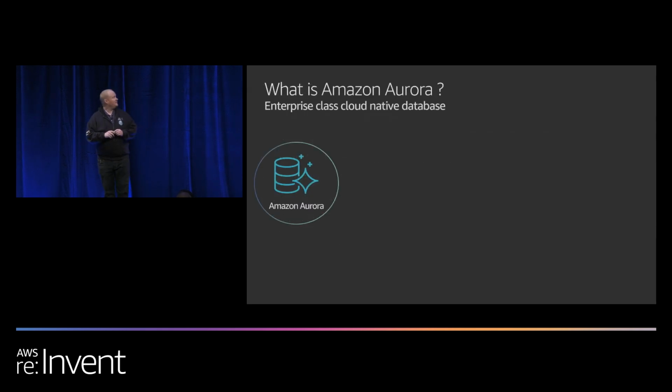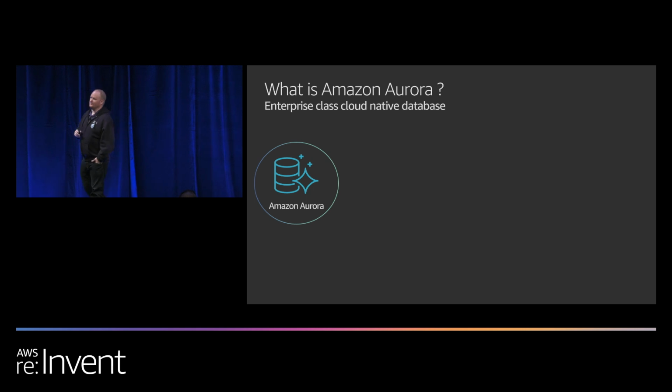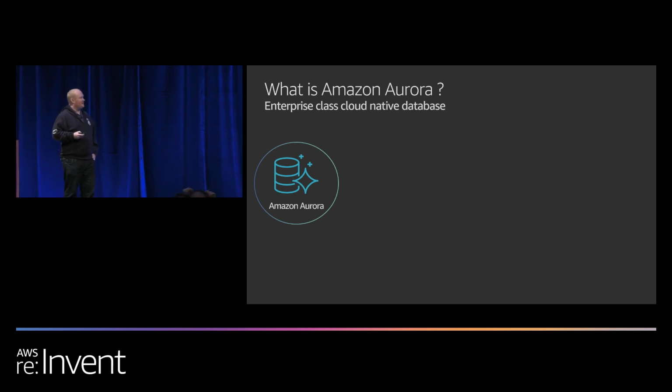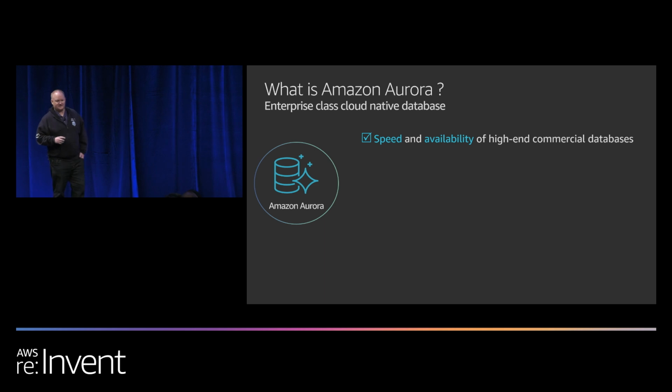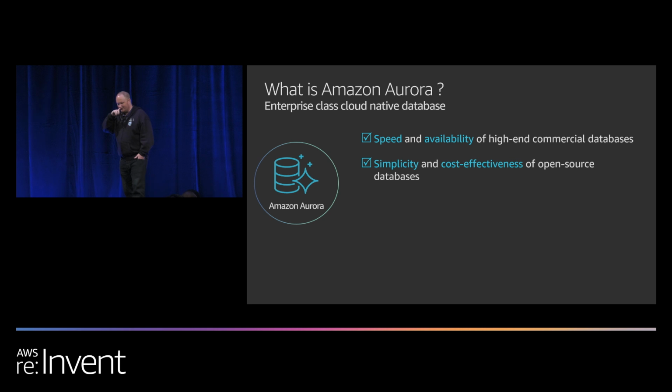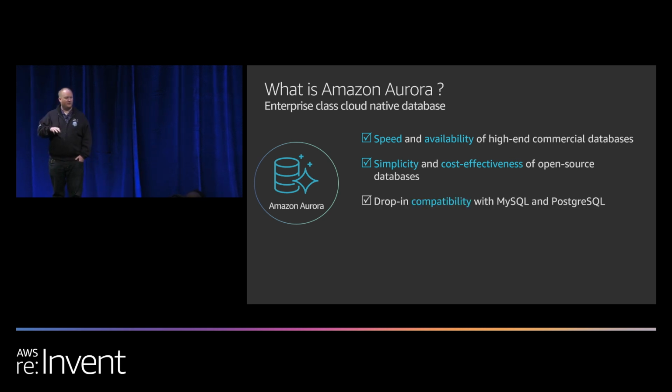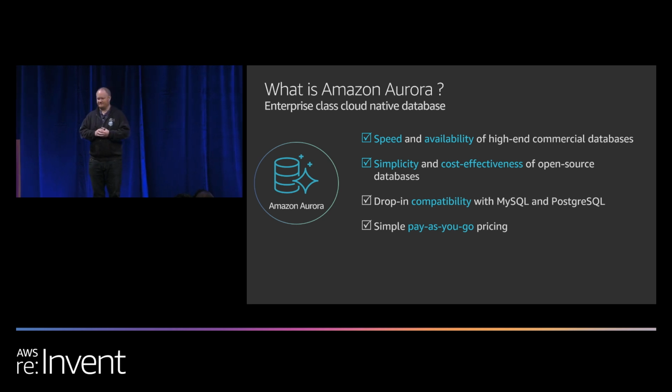Okay. So first of all, what is Amazon Aurora? Well, it's an enterprise class cloud native database. So it gives you the speed and availability of traditional commercial databases, but with the simplicity and cost effectiveness of open source databases. We have compatibility for MySQL and PostgreSQL, which means if your app works on MySQL 5.6 or 5.7, it works on Amazon Aurora. It's fully compatible. Same thing goes for PostgreSQL. And finally, we provide you a simple pay-as-you-go model for the service.